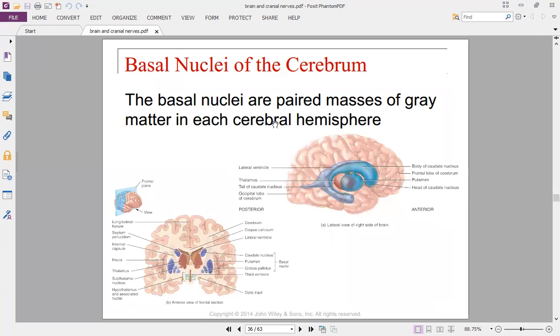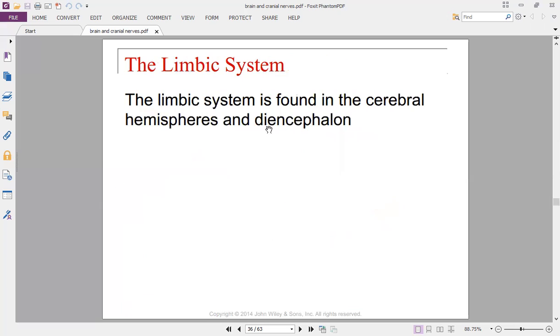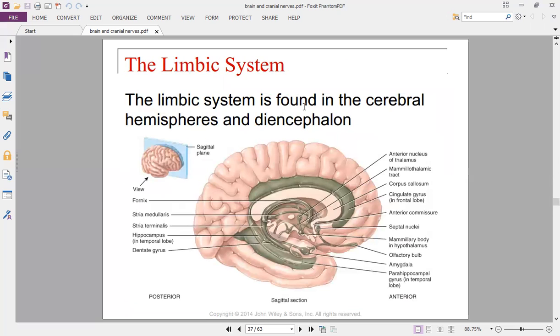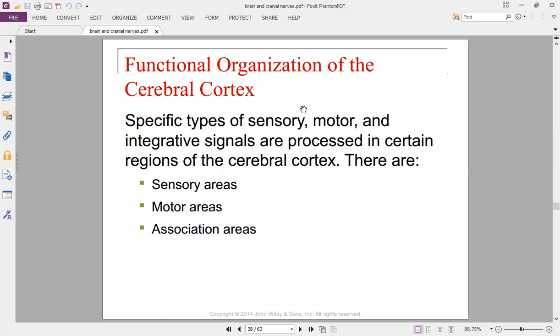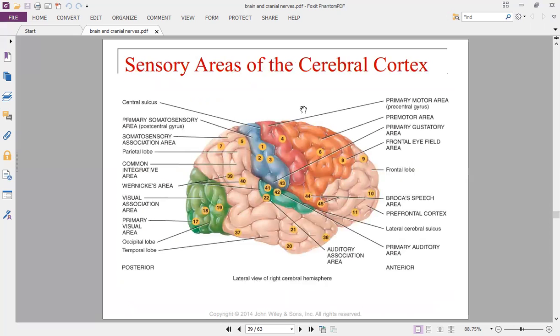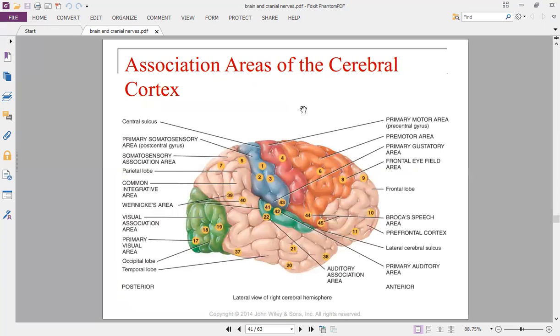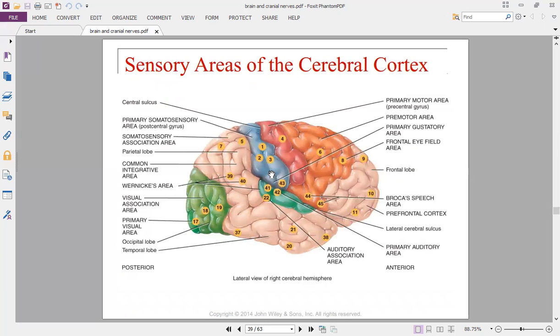The basal nuclei of the cerebrum are paired masses of gray matter in the cerebral hemisphere. The limbic system, as I already discussed in the other talk, is about dealing with emotions, how it deals with emotions. Association areas have been discussed with you in class previously. So here you can see the locations of the association areas and the locations of the motor areas. These are the sensory areas. So these areas are numbered.